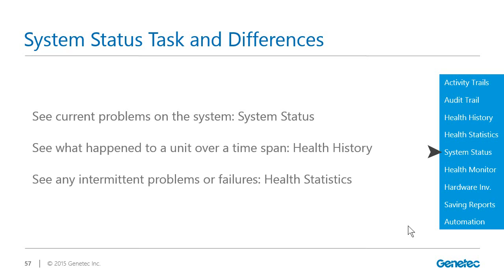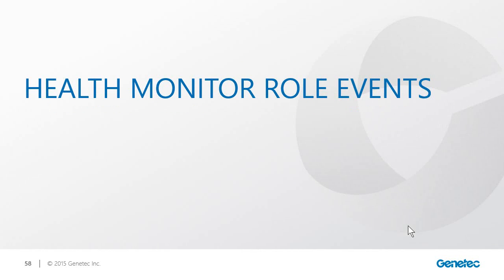In case we see any units that are having intermittent problems or are showing signs of failure, we would want to take a look at the health statistics report for our units. Now all 3 of those together give us a look at the state of the system and anything that may require maintenance or troubleshooting. Now there's a nice feature that relates to the health events that gets overlooked sometimes, and I want to just take a few minutes to cover that now.